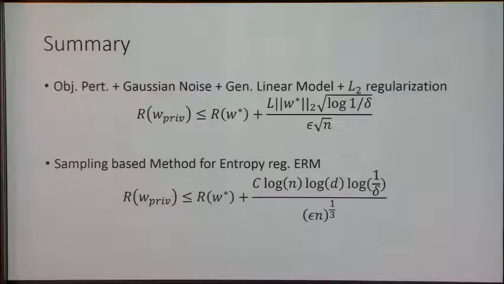But if we have objective perturbation with Gaussian noise, a generalized linear model, and L2 regularization, then the dependence on D goes away, and the dependence on W star is also optimal. And finally, if we are solving an ERM that is regularized by entropy and is constrained to lie on the probability simplex, then our dependence on D is optimal, but our dependence on N is still suboptimal. So this is the summary of results that we have seen so far.